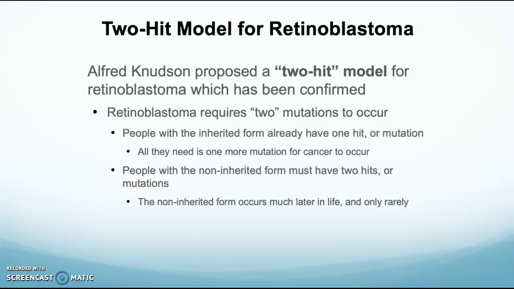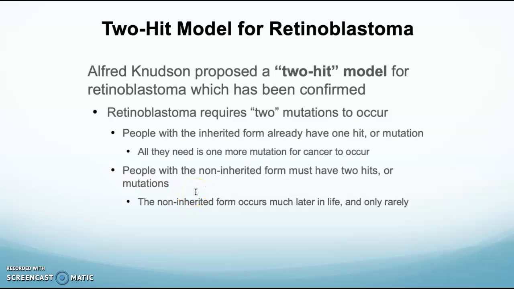But there was a researcher, Alfred Knudson, who proposed that it was a two-hit model. Basically what he meant is that retinoblastoma was not just from one mutation, it actually required two mutations, and that has since been confirmed. He thought that retinoblastoma would have to have two different mutations, and those people who inherited the form already have the one hit, and all they need is a second mutation for that cancer to occur.